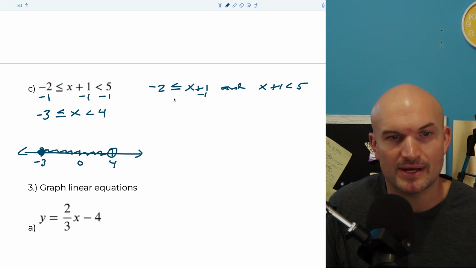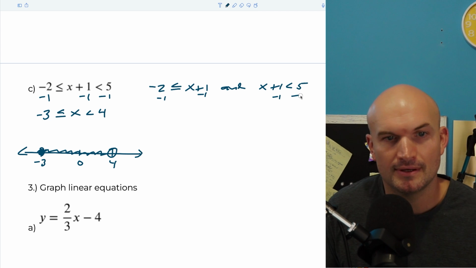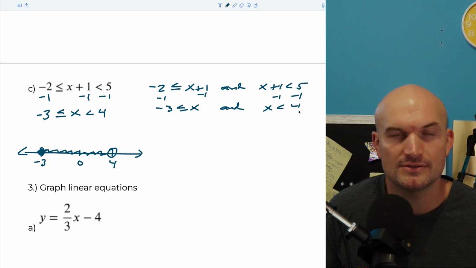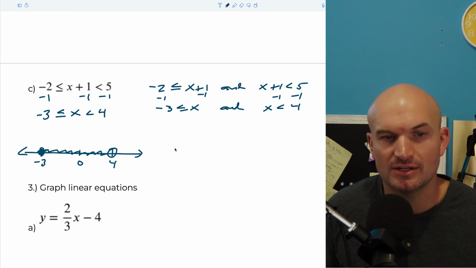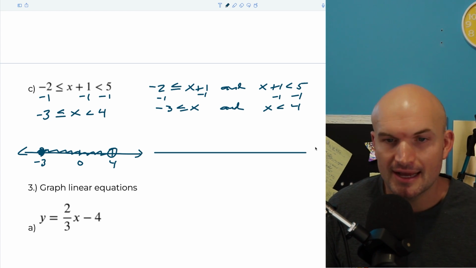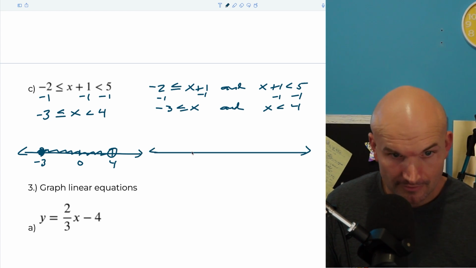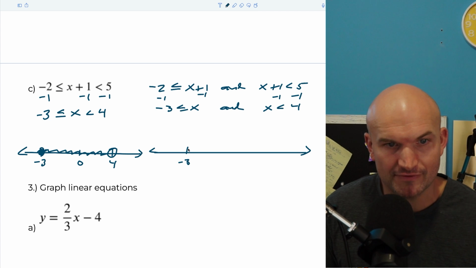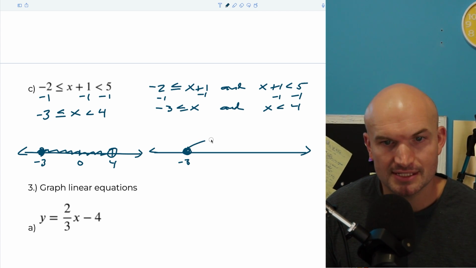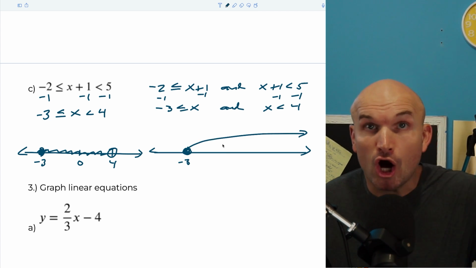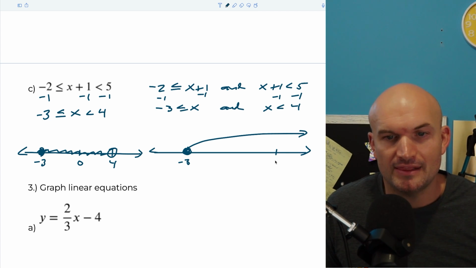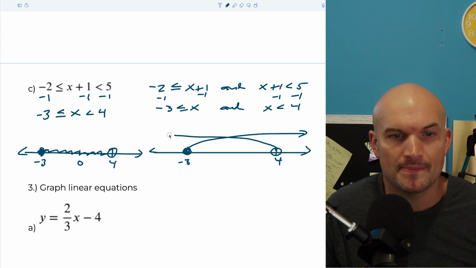Now, let's say I actually did them separately, right? So you'd have -3 is less than or equal to x, and x is less than 4. So how would this look? Well, what you basically want to do is graph both of them together on the same line, and then find the intersection. So if I said x is greater than -3, we go like this, and that's all values greater than -3. And then from 4, it'd be x is less than 4. So that's an open circle and be all over there, right?